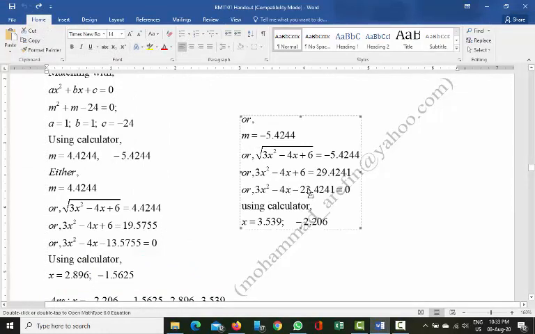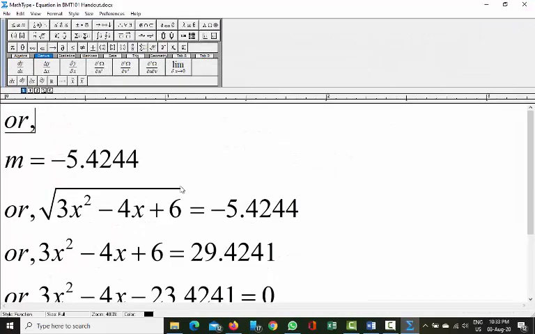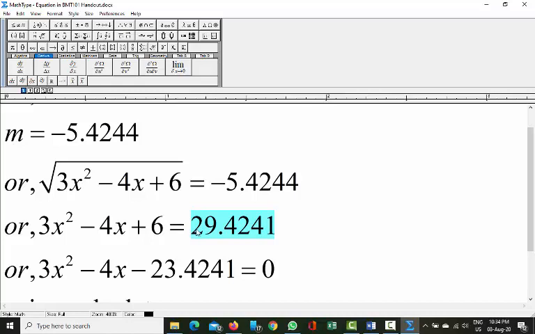Another value of m is minus 5.4244. As you know already, m is this one. If you take a square on both sides, the square root on the left hand side will no longer be there. The square of 5.4244 will be 29 point this one. If you bring this to the left hand side, it will become minus. So 6 minus this one, we will get minus 23.4241.